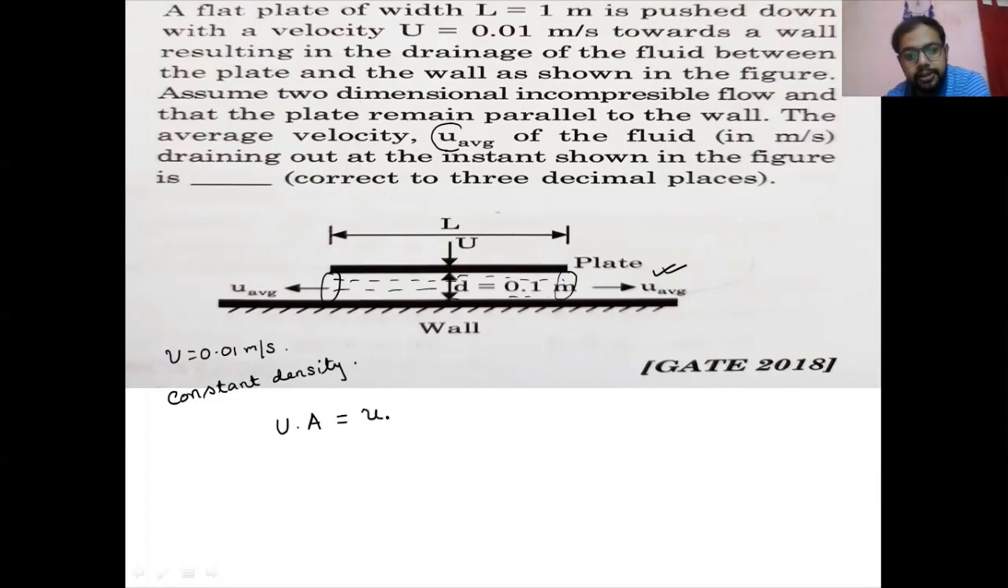That is the u average into this area plus this area. What is that area? This area is the exit area. U is given as 0.01 into the area of the plate. The length of the plate is given as L, and perpendicular to the length, you can take any width. If there is a width of the plate W, that should be equal to U average into the exit plane. Exit plane is the D.